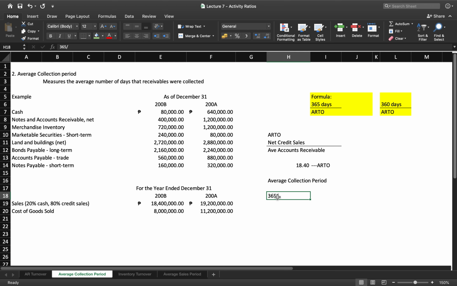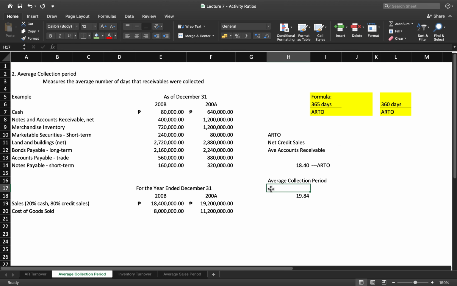Oops. Kasi 18.40 yung accounts receivable turnover natin. So, 19.84 days. So, we are able to convert our AR. What is the average number of days that we are able to collect or to convert our accounts receivable? It is 19.84 times or 19.84 days. So, ito yung using 365 days.